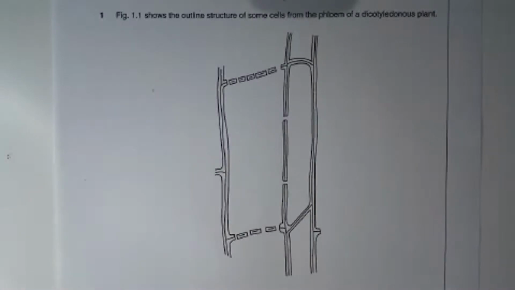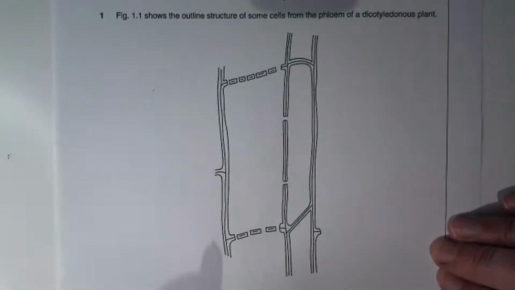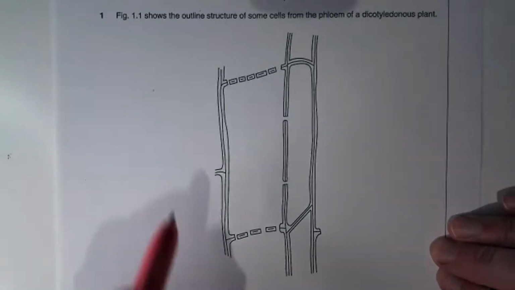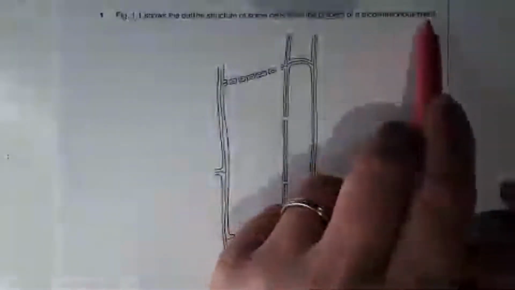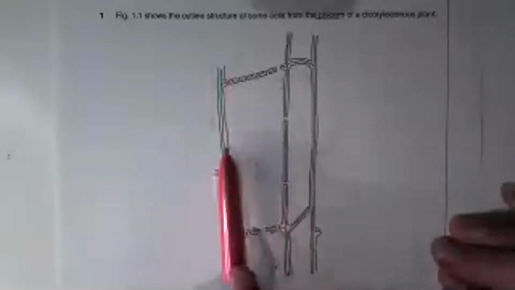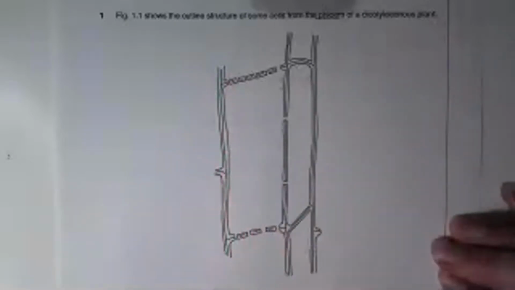This is an exam question about plant transport. It says figure 1.1 shows the outline structure of some cells from the phloem of a dicotyledonous plant. And then we've got figure 4.1 and we've got a diagram that clearly shows two different types of cells.